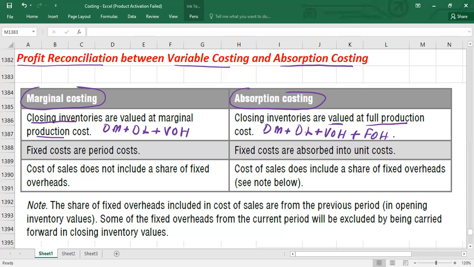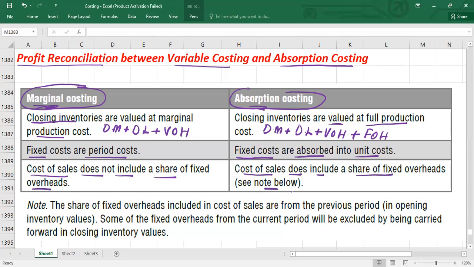Okay guys, so then second point is, under the marginal costing, which is also called variable costing, fixed costs are period cost. I mean, so we record it as an expense. But under absorption costing, fixed costs are absorbed into the unit cost. I mean to say fixed costs are going to be part of the product cost. Then guys, under marginal costing, cost of sale does not include any share of the fixed overhead, because fixed costs are treated as period cost. But under absorption costing, cost of sale does include a share of fixed overhead.